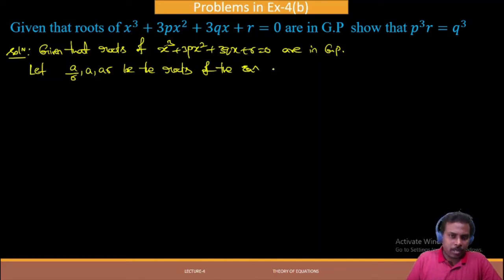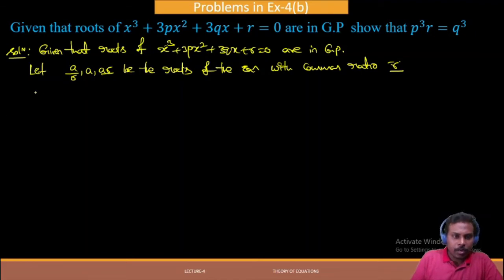Okay, with the common ratio r. You can see if I multiply the first term, I'll get the term a. If I multiply r with a, then I'll be getting ar.